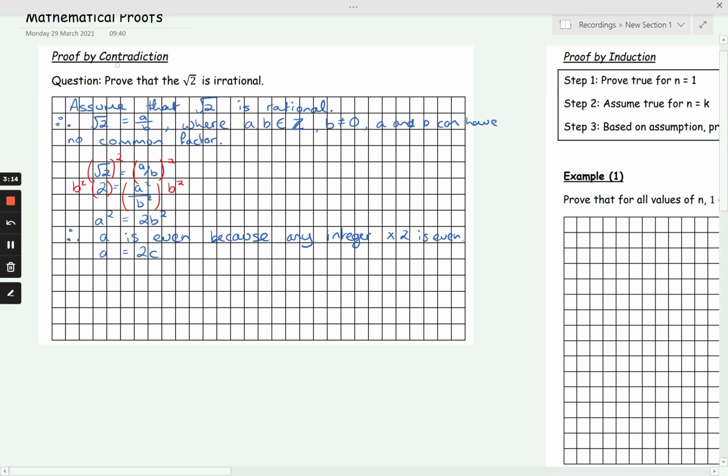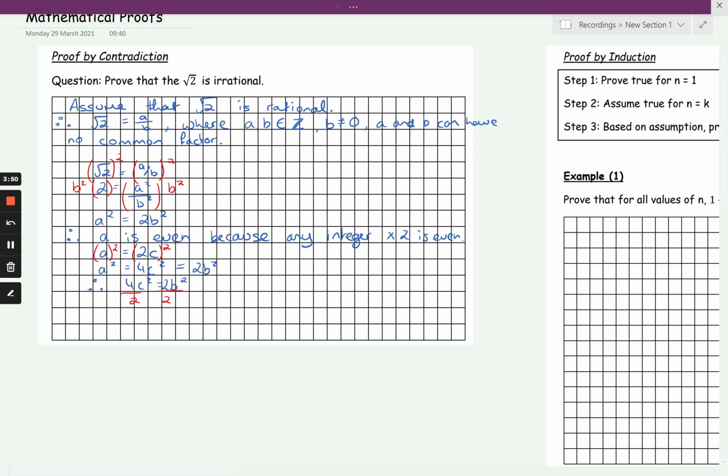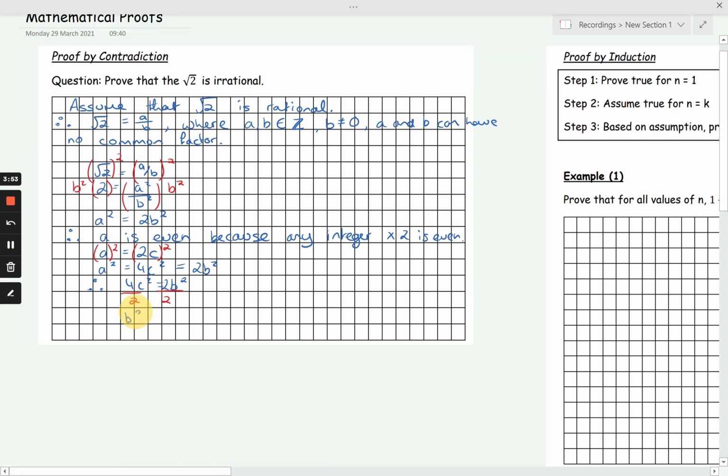And again, to get it to match the above, I'm going to square both sides. So now I have a squared is equal to 4c squared, which is also equal to 2b squared because it's equal to a squared. So I can say, therefore, that 4c squared is equal to 2b squared. I'm going to divide both sides by 2. Then I get b squared is equal to 2c squared, which means b is also even.